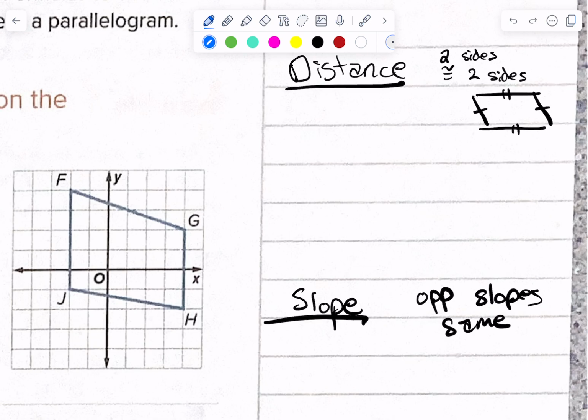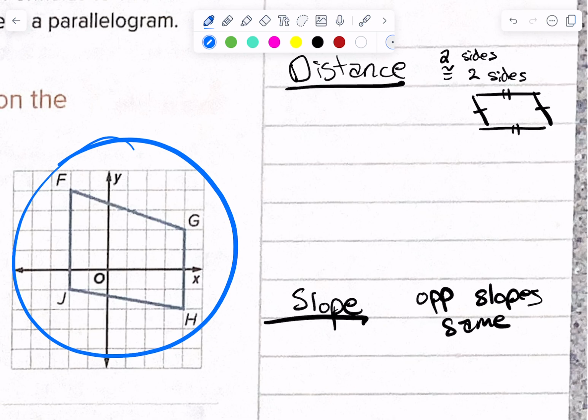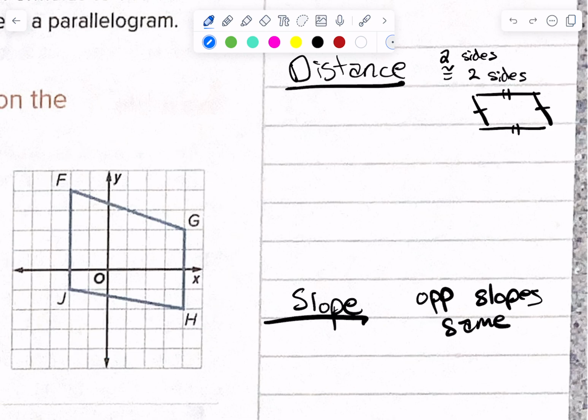All right, does it look like a parallelogram to begin with? Do you think yes or no? Is that a parallelogram or not? I don't think so. It doesn't look like it. It looks like this is slanted way up here and this is like straighter, right? So I don't think it's a parallelogram, but let's talk about the distances.